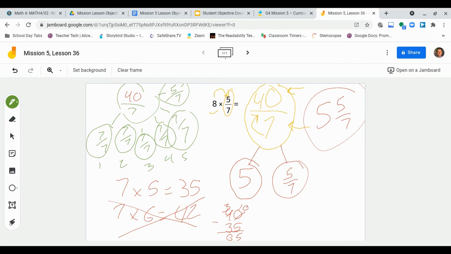But again, it's just division, and we have those skills. 40 divided by 7, or whatever your improper fraction is. So that's what we're doing in today's lesson. You're going to multiply a whole number times a fraction, and then convert that fraction, which will be improper, into a mixed number.